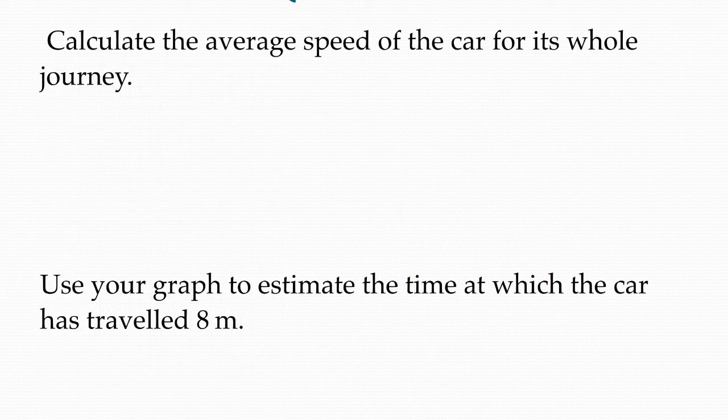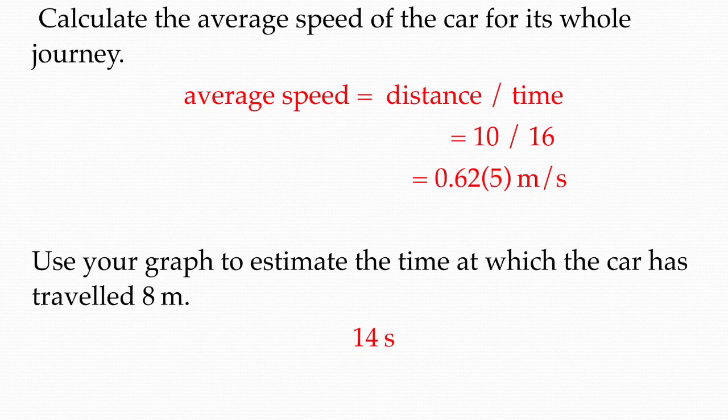Now I'd like you to calculate the average speed for the car for the whole journey, and also use your graph to estimate the time at which the car has travelled 8 metres. Pause the video while you find the answer to these two questions. The total distance divided by the total time should give you a speed of 0.625 metres per second, and after 14 seconds the car will have travelled 8 metres.